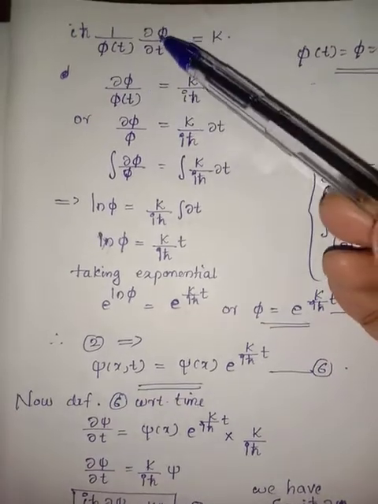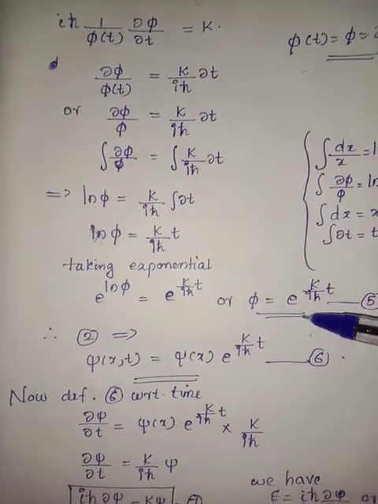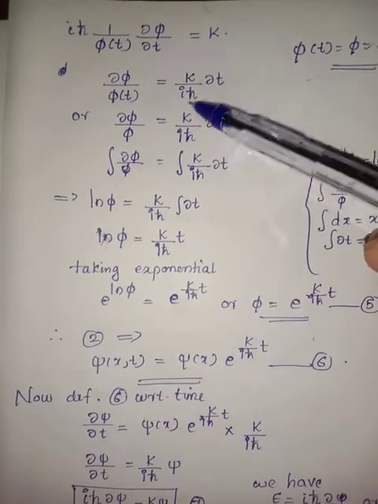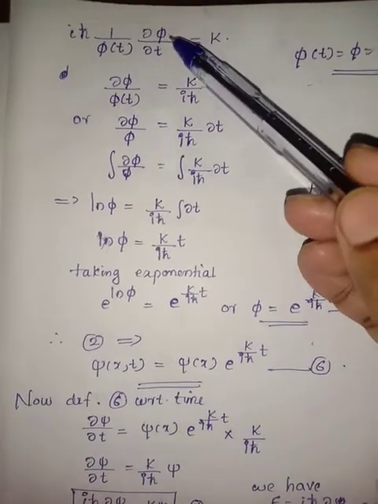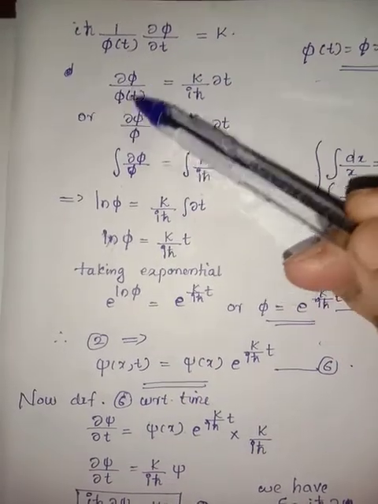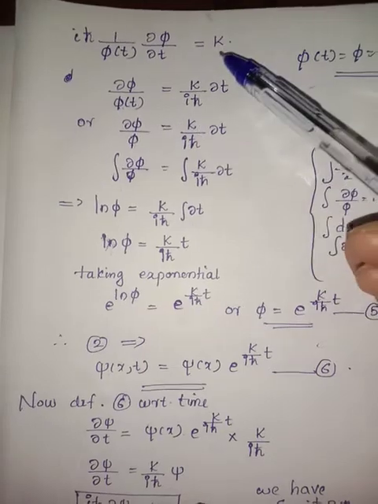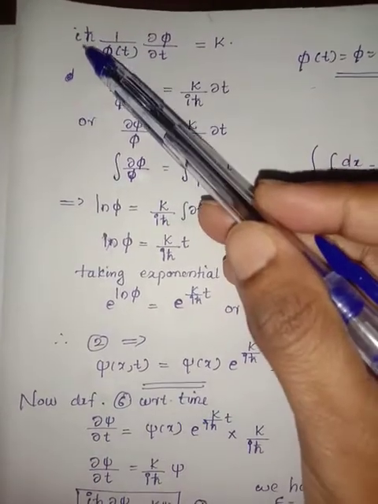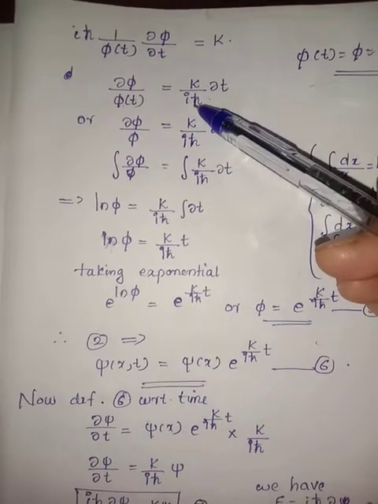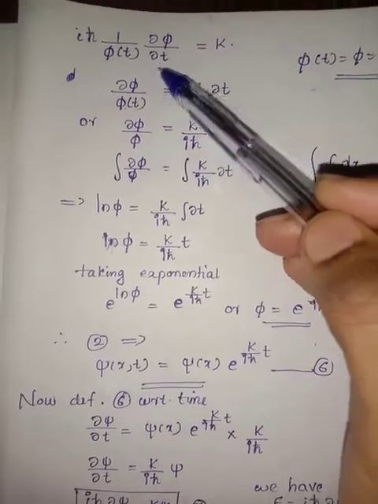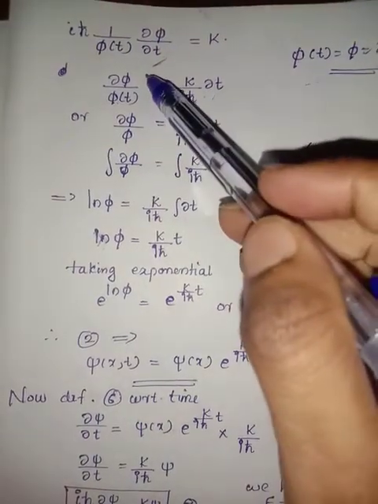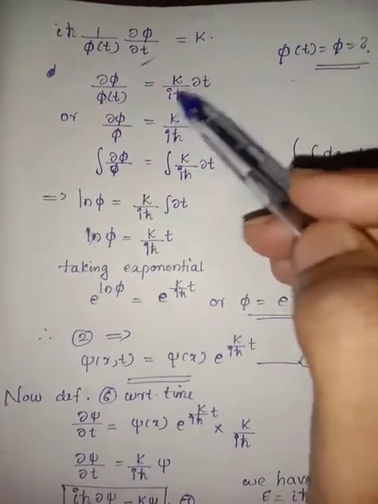So from this equation we can find that ∂φ/φ(t) is equal to k/iħ into ∂t. So here we have a ∂φ and the remaining φ(t). So ∂φ/φ(t) is equal to k, a constant. iħ can be taken to the RHS, so k/iħ, and the remaining ∂t can be taken to the RHS, so it will be multiplied by ∂t, k/iħ into ∂t.